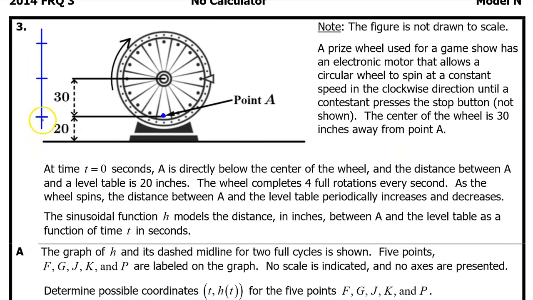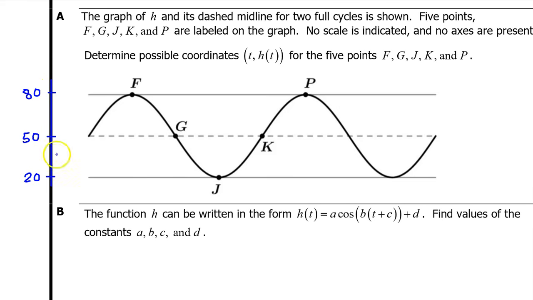Let's start by building a vertical scale. At its lowest, point A is 20 inches above the table. So this will be 20. The midline will be 30 inches above that at 50. And then the highest point that A will reach will be 30 more inches above the midline. So that will be 80. Applying the vertical scale to our graph, we have a low at 20, a midline at 50, and a high at 80. This gives us the output coordinate of all 5 points.